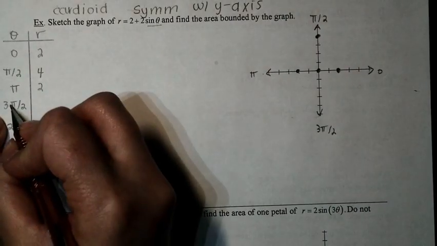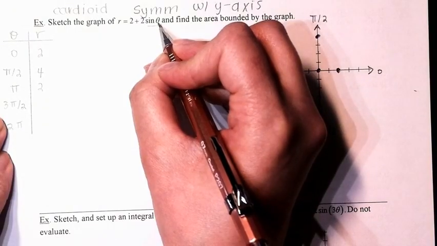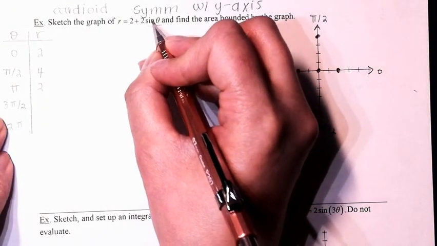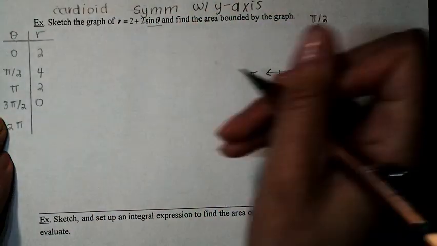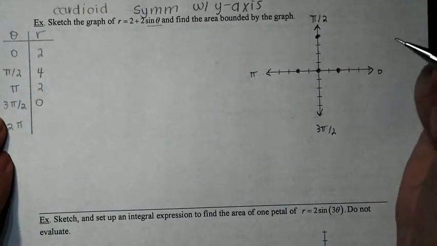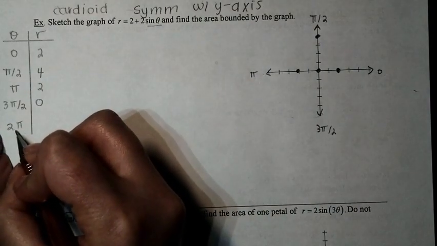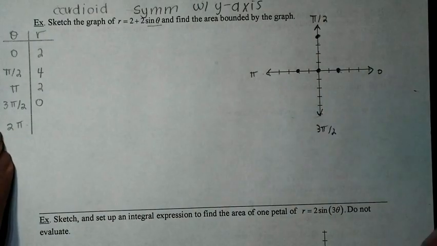Then 3 pi over 2, you plug it here. What do you have? That one is going to be -1. -1 times 2 is -2 plus 2, that's a 0. So technically speaking, here you are back at the origin. After that, what you have is 2 pi. At 2 pi, you're going to be back here.